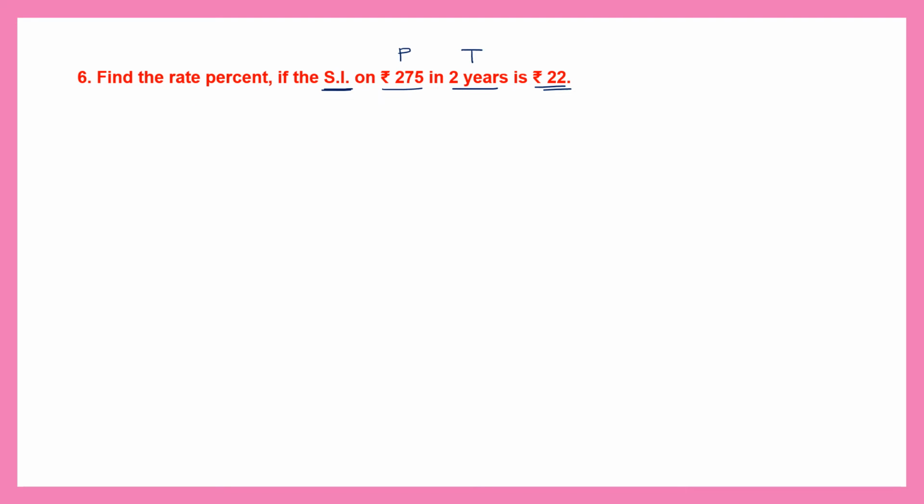Now what is the formula to find the rate? The rate is simple interest into 100 divided by principal into time. Now let's see if we've been given all these. Have we been given simple interest?